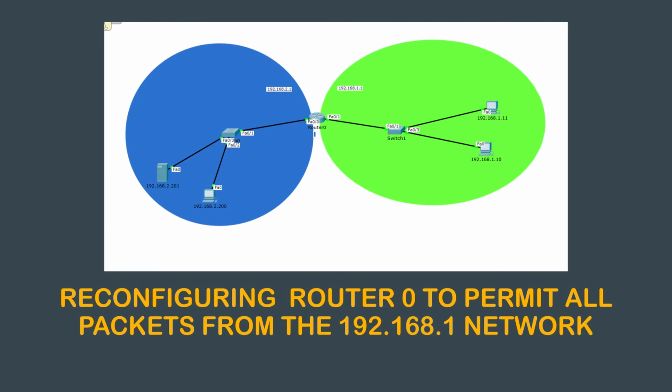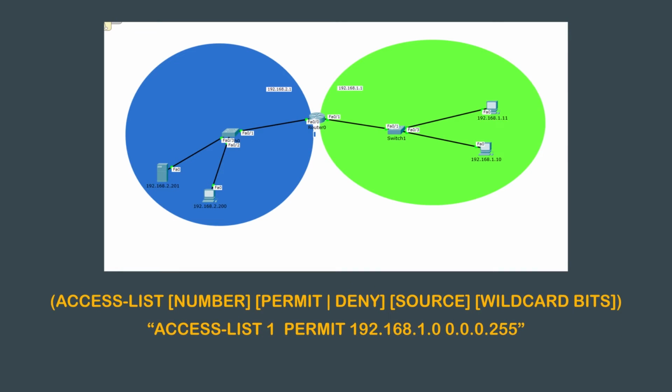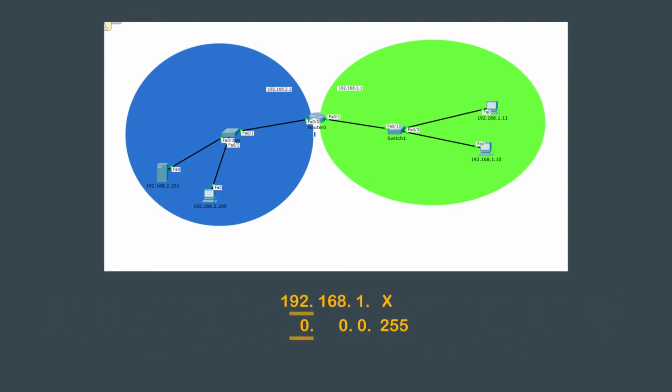Next, let's consider reconfiguring router 0 to permit all packets from the 192.168.1 network. We can easily fulfill this requirement by executing the following command. Take note of the wildcard bits. Instead of manually adding each address on the 192.168.1 network to the ACL, we use the wildcard bits 0.0.0.255 for the source address 192.168.1.0. Wildcard bits tell the ACL's matching logic how to act. A 0 tells the router to compare the respective octet, and a value of 255 signals to ignore any comparisons on that octet.